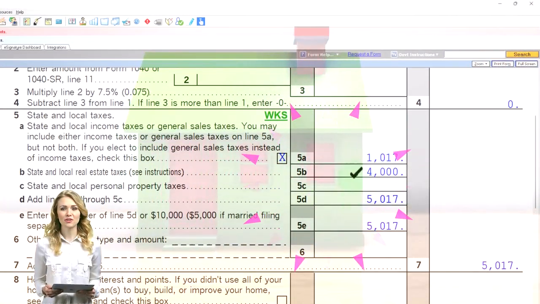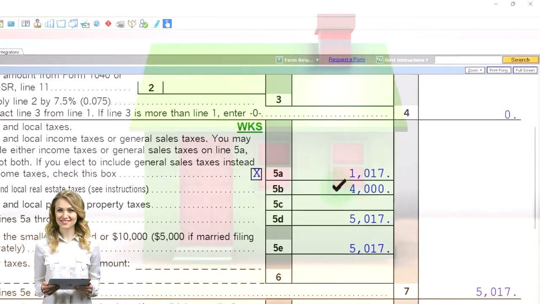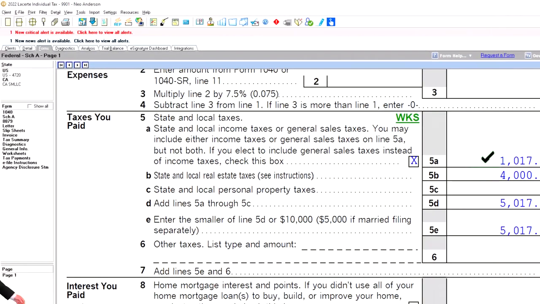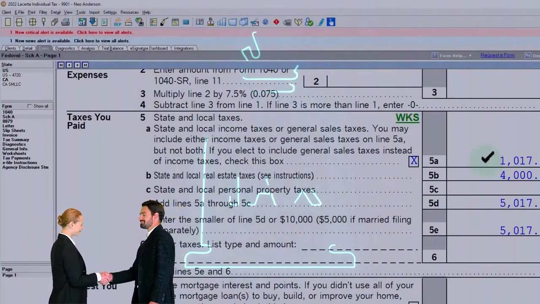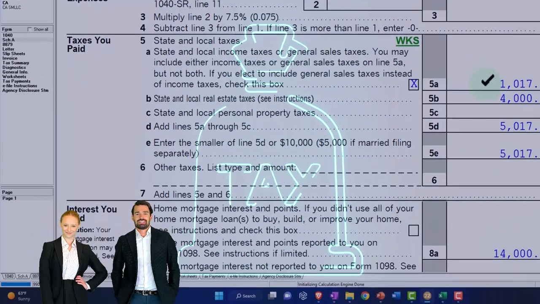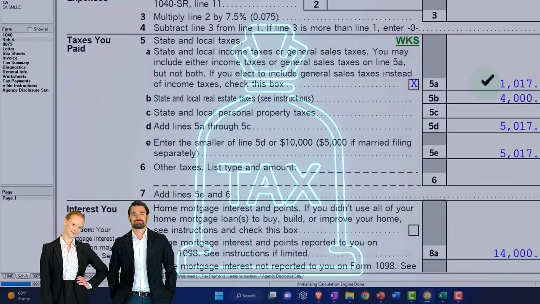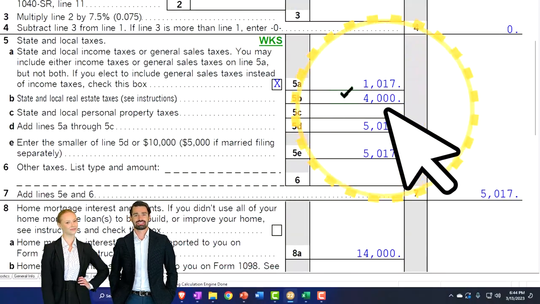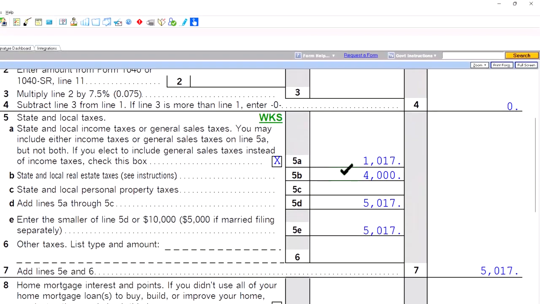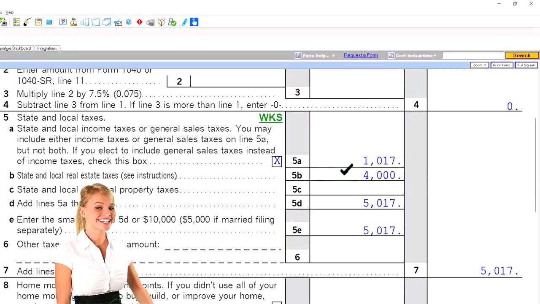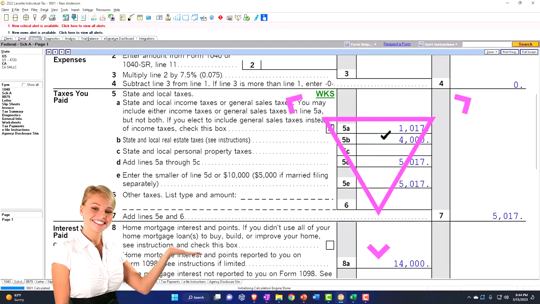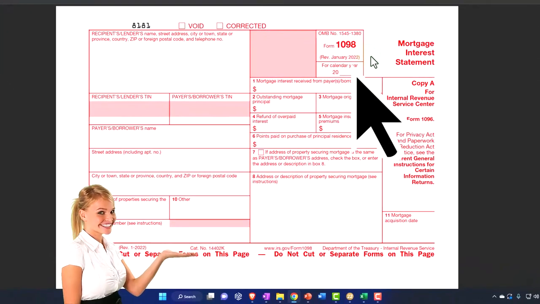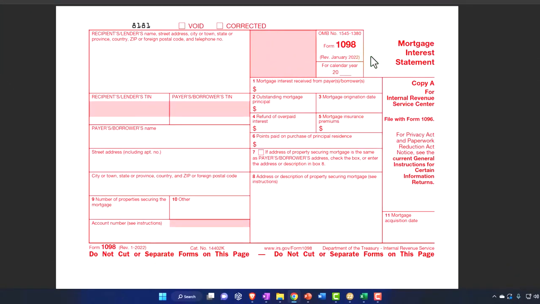One of the major components of the taxes is going to be the real estate taxes if they own the home. The second major component is going to be the state taxes that they use to fund the general activities of the state, which is chosen by the state as either an income tax or a sales tax type of system. So this 4,000, we're imagining, where would we get that? We would possibly get it from the form 1098, which reports the amount of interest that was paid on the mortgage or loan.